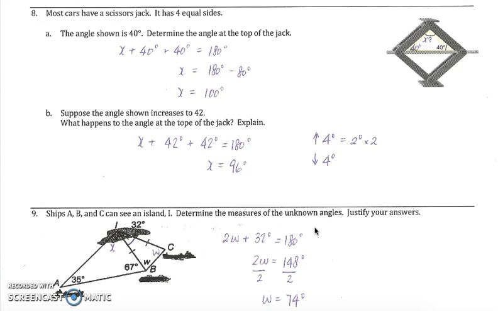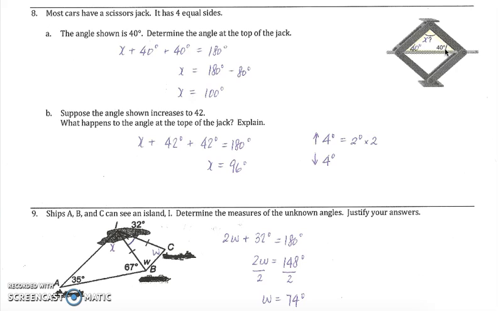Question 8. Most cars have a scissor jack. It has 4 equal sides: 1, 2, 3, 4. The angle shown is 40 degrees. Determine the angle at the top of the jack.